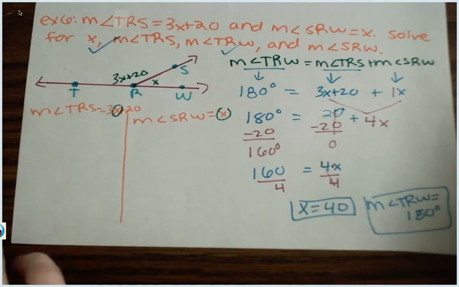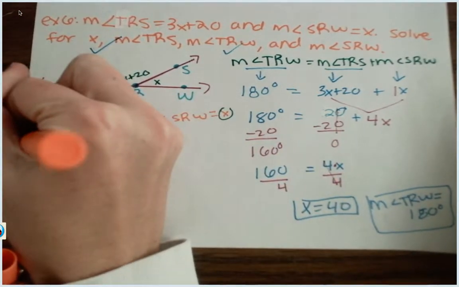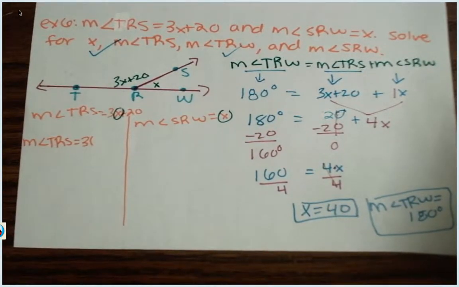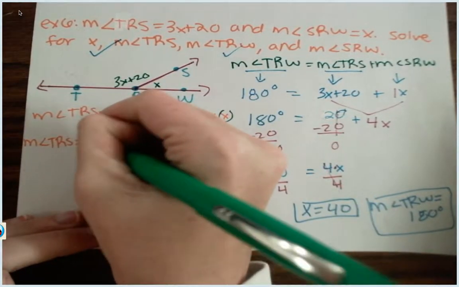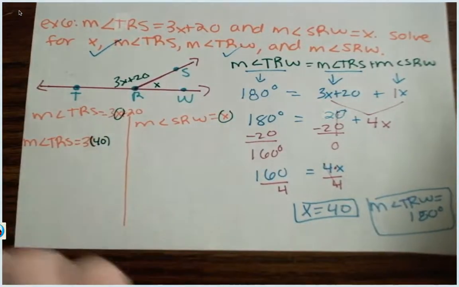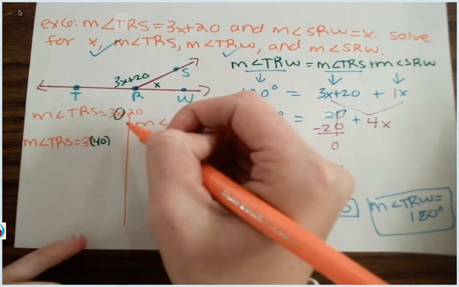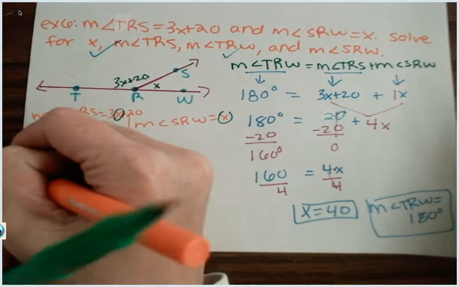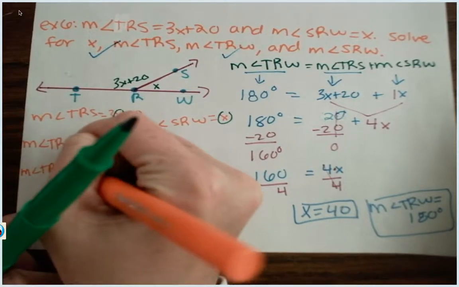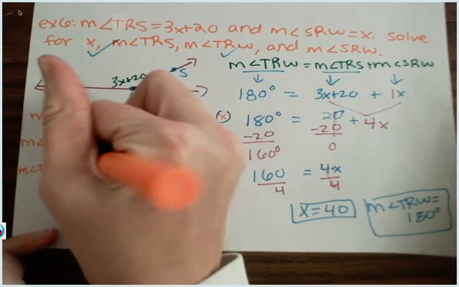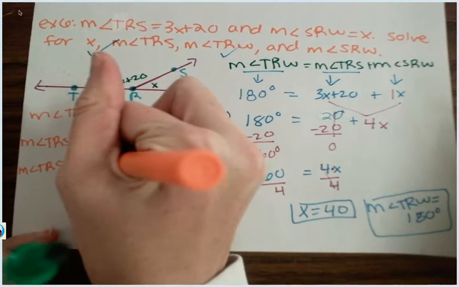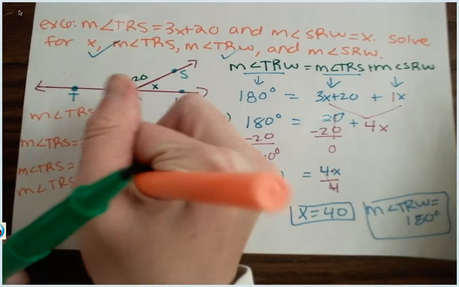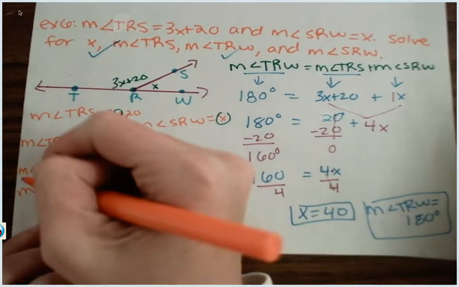So the measure of angle TRS equals 3 times my x value, which is 40, and then plus my 20, which is right here. I know it's getting squeezed in there. Let's solve this. 3 times 40 is 120. I'm going to bring down my 20. And 120 plus 20 is 140. So the measure of angle TRS is 140 degrees.